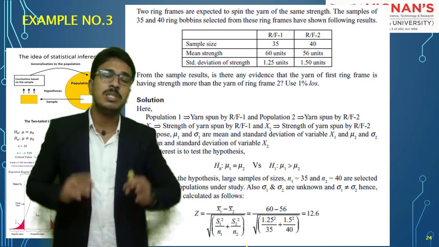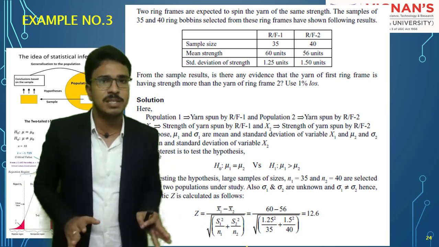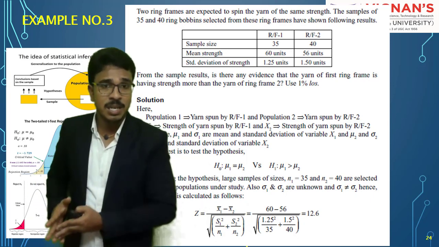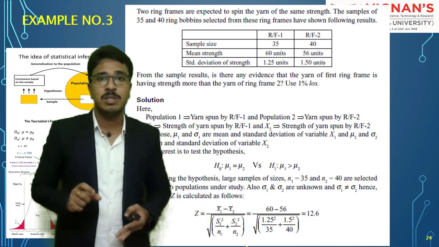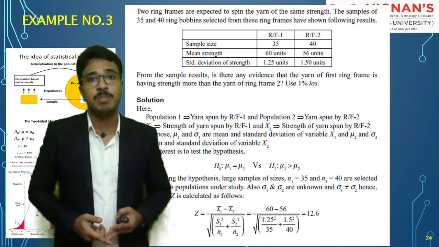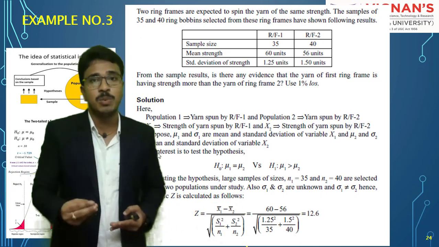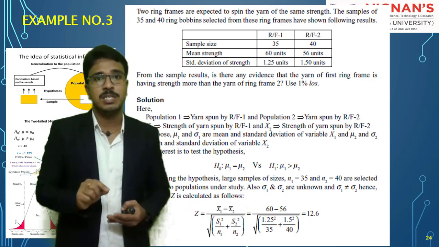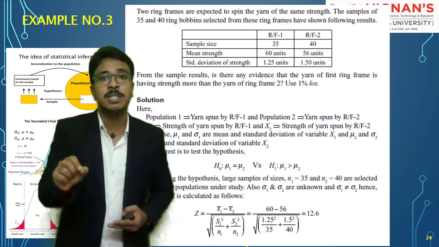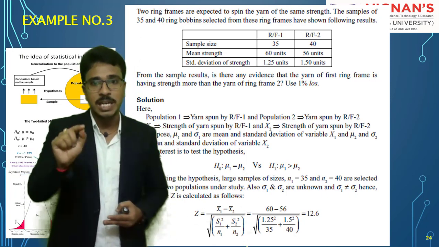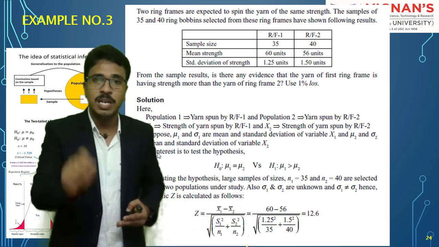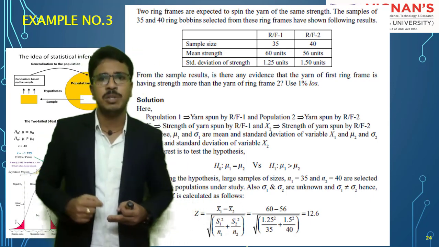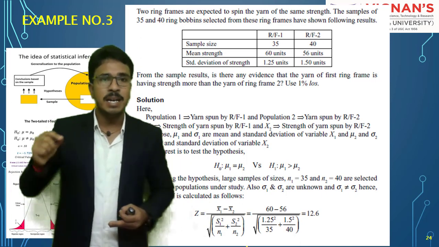So in the null hypothesis, we always assume no difference, both are the same. In the alternative hypothesis, while setting it, we have to go to the problem. What is it that we have to prove? Here we have to prove that the mean strength of the first population is greater than the mean strength of the second population. So that's why we have set the alternative hypothesis as mu1 greater than mu2.